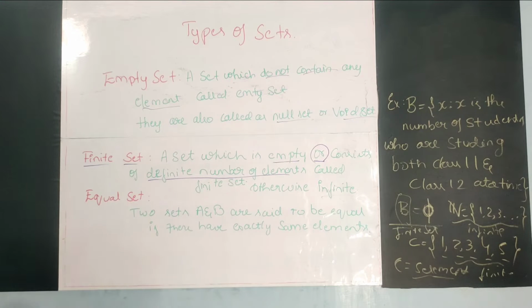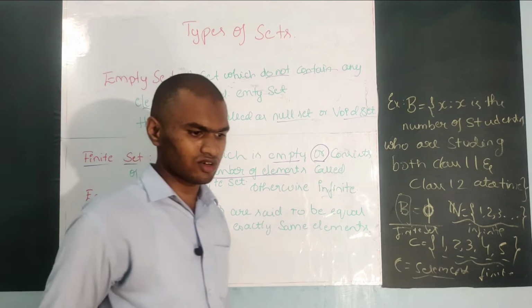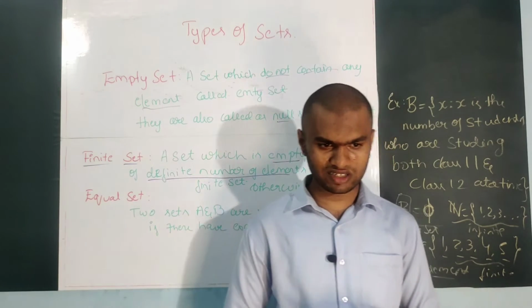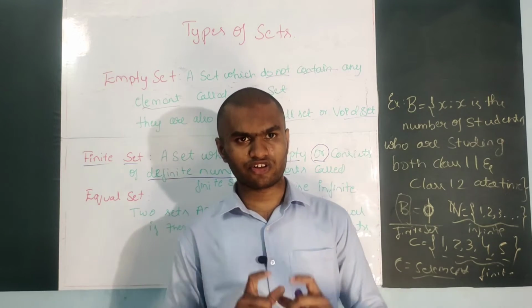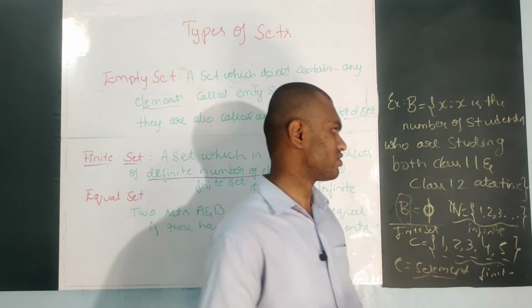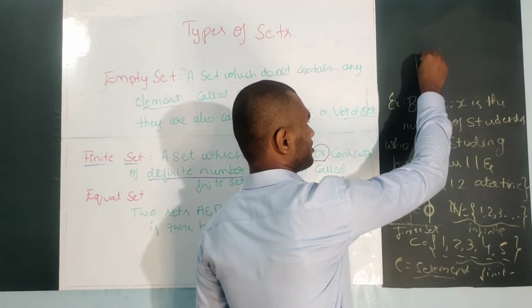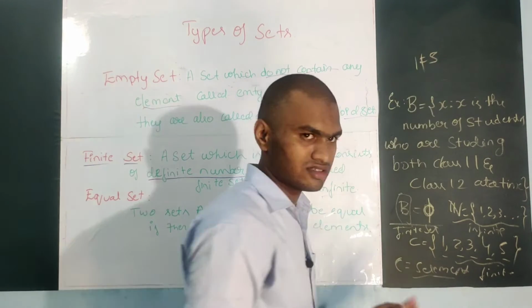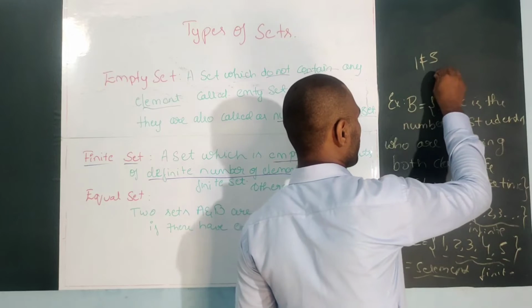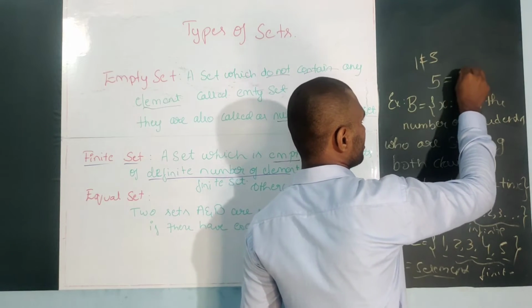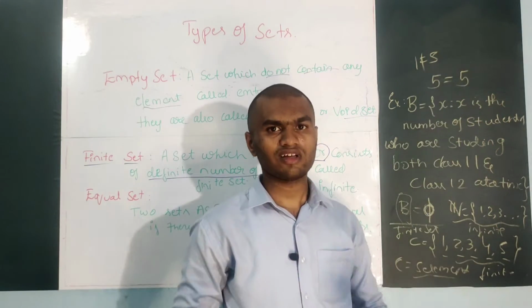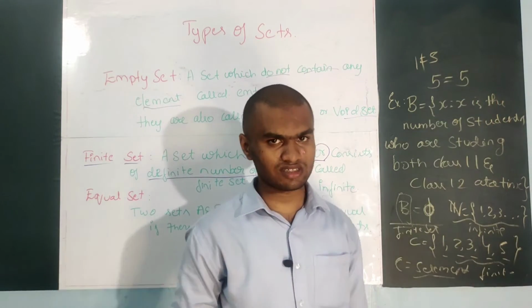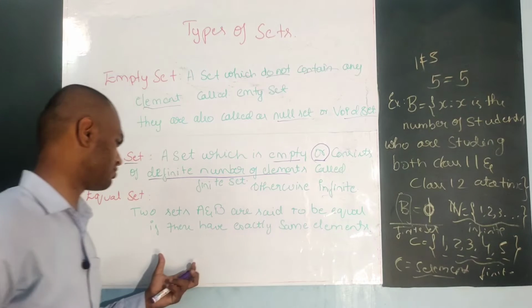Okay, now we will come to the equal set. What is an equal set? When will you say that two things are equal? It should be exactly equal. Is 1 equal to 5? It does not equal. If you want to say 5 is equal to 5, both should be the same. If you want to say two elements are equal, then both elements should be the same. This is also the same here.